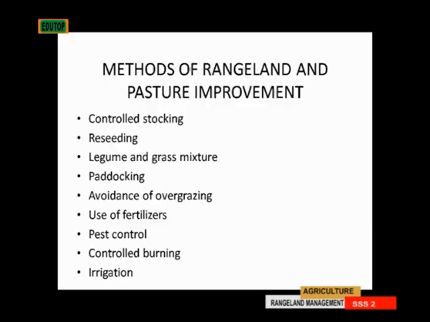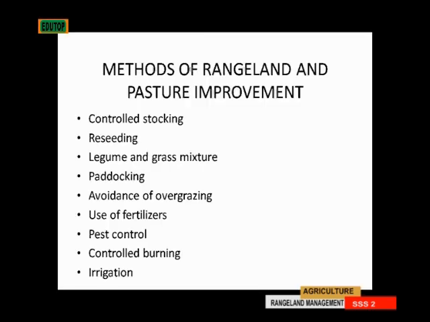Then use fertilizers to improve the yield of the legumes and grasses. Then control pests. When you control pests, then the yield of the grasses and legumes will be okay. Then you control burning. Then irrigation, that is artificial addition of water to the rangeland. So those are the methods of rangeland and pasture improvements.